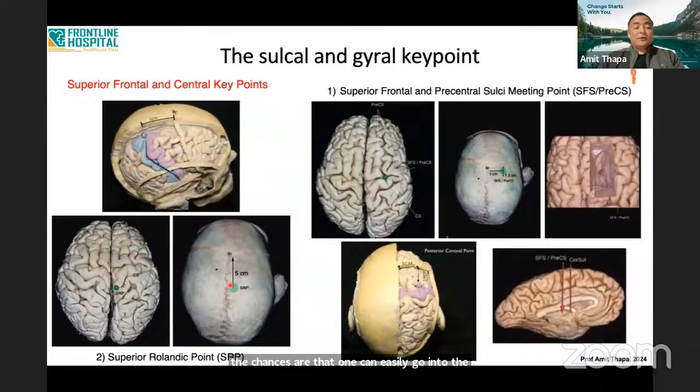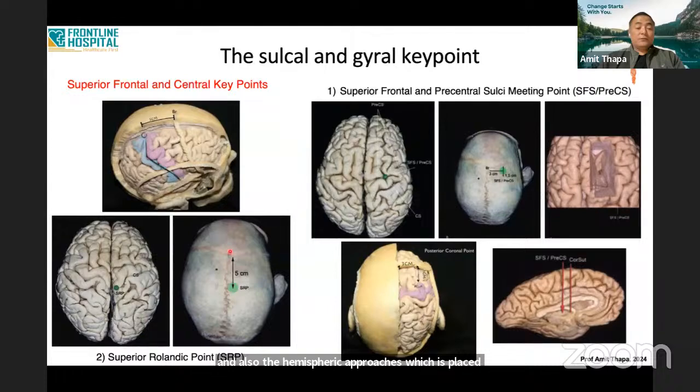So one has to be cognizant of the fact that whenever you are doing an interhemispheric approach, try to keep this as a landmark and try to remain in front of it when going through the corpus callosum, or else there is a very high chance that we will go posteriorly. Also, prefer interhemispheric approaches placed anterior to the SRP, as compared to going behind it, because there are a lot of venous connections behind it.